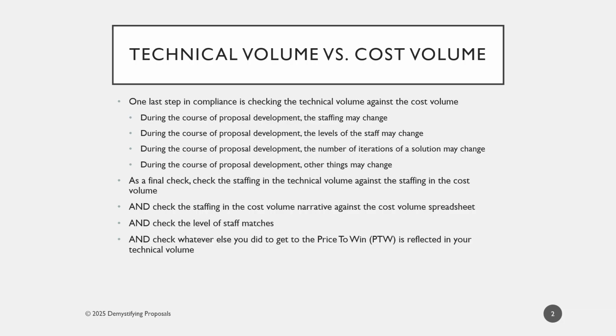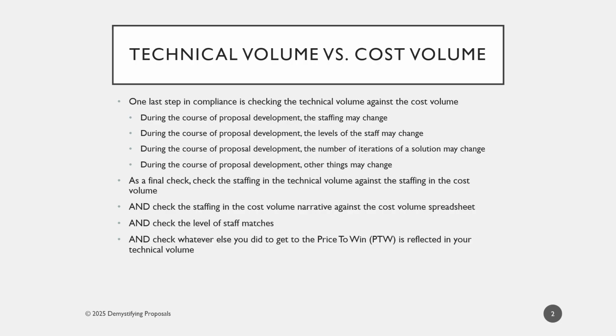So particularly for the technical volume versus the cost volume, these are some things that you need to check for compliance purposes. During the course of proposal development, the staffing may have changed. Make sure that whatever is in the cost volume reflecting the cost that you're proposing is what's reflected in the technical volume. Same thing for the levels of staff. Again, you may have fewer senior people if you needed to bring your price down, or you may have changed the kind of people who are doing the work to a less expensive labor category. Again, make sure that that's all reflected in your technical volume.